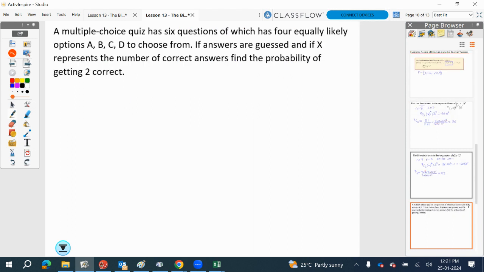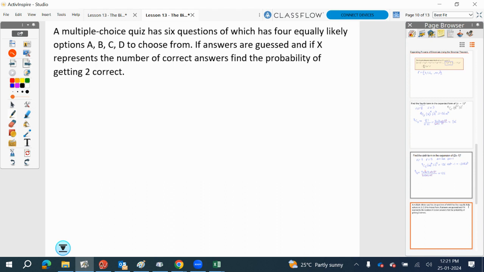Multiple choice. So here on this part, I'd like the AP stats guys not to get involved in the classroom discussion because you already know the answers to this type of stuff. And I'd like to build the understanding of the concept for the people who don't do AP stats. So we have a multiple choice quiz which has 6 questions, with 4 equally likely options A, B, C, D to choose from. If answers are guessed and if X represents the number of correct answers, find the probability of getting 2 correct. But how do we do this problem?